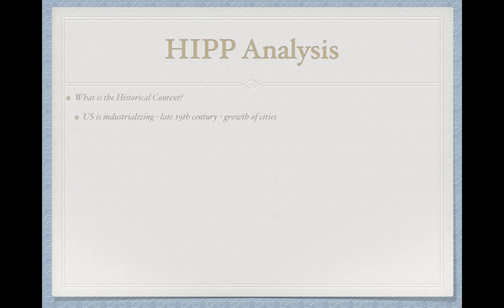All right, time to HIPP it up. The historical context: the U.S. is industrializing in the late 19th century, and we see this huge growth of cities. And again, this is the beginning of the Progressive movement, and we see calls for reforms from Progressive reformers.